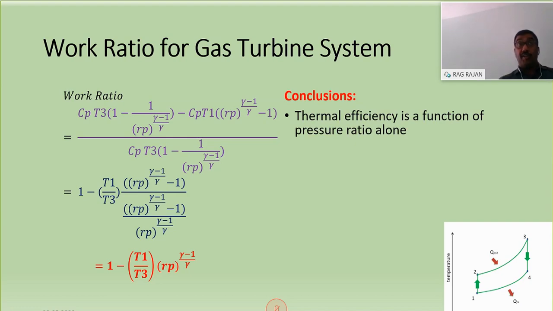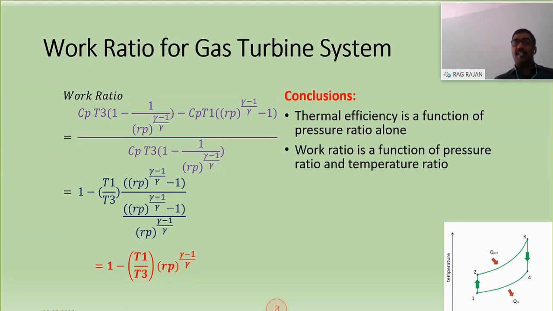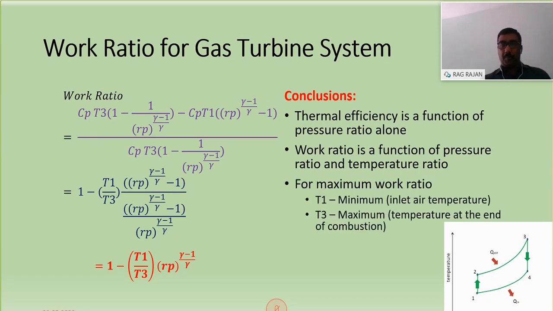Already we have derived two terms related to the performance of gas turbines. First one was the thermal efficiency. The thermal efficiency is a function of pressure ratio alone. But the work ratio is a function of pressure ratio and temperature ratio. If you closely observe this equation, because it is 1 minus something, when T1, the inlet air temperature, is minimum and the maximum temperature, that is the temperature at the end of combustion, is maximum, then you can say it is the ideal condition, or maximum work ratio you will get.